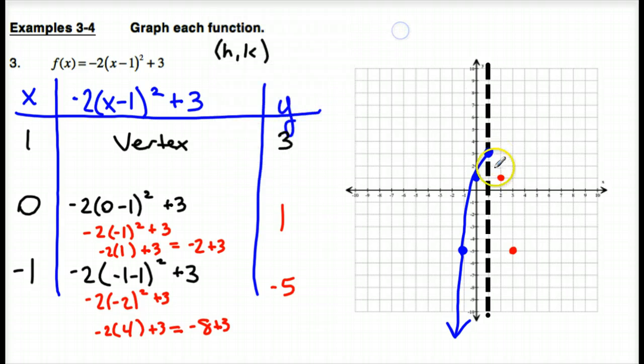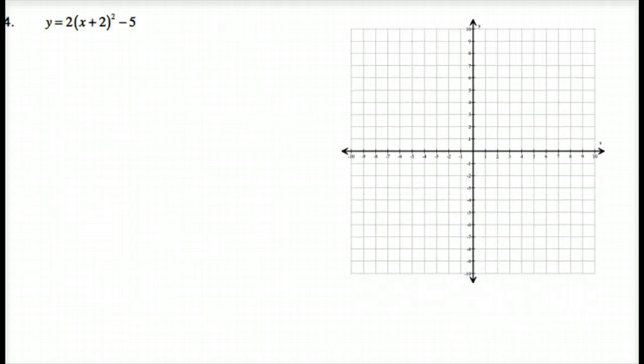And then again, once you get done graphing, it's a good idea to go to your graphing calculator, type this function in, and then use the graph trace feature to check that you've got the correct points on your graph, and that your graph looks correct. Okay, last thing is I want to go on to number 4 and try another example. Click pause, try this one on your own, and then click play to check your answer, please.